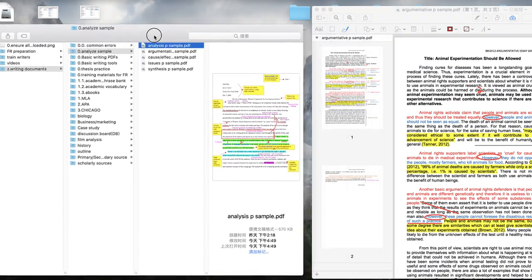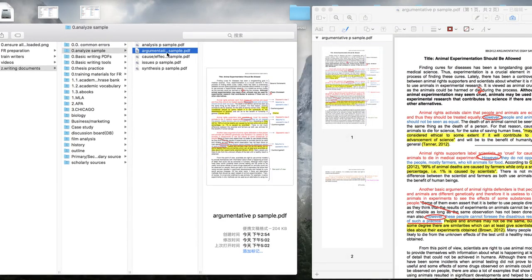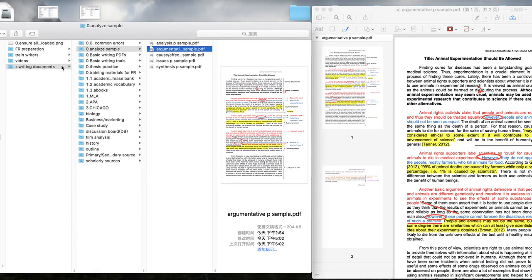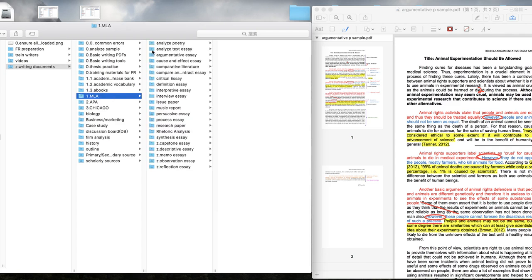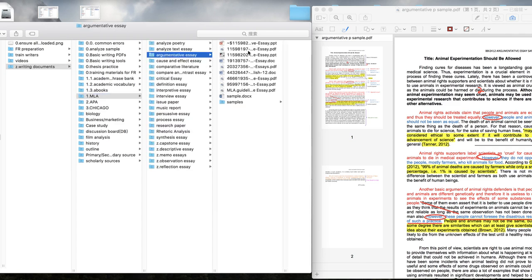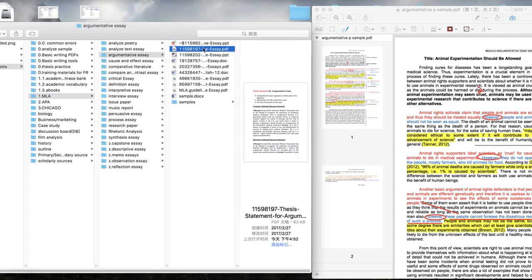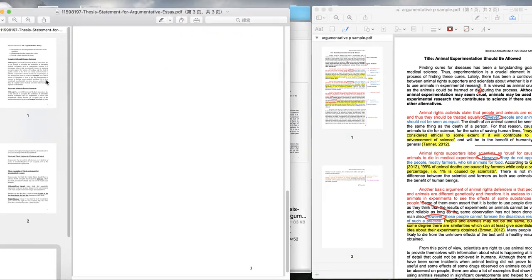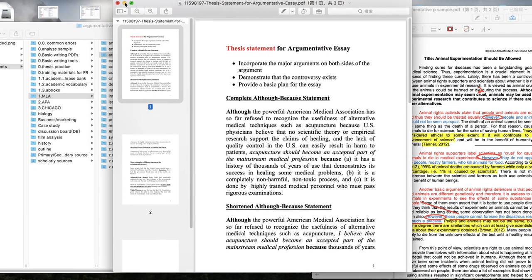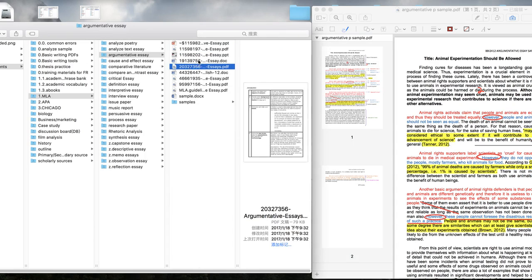Going to analyze the argumentative sample. I opened it here for you. When you click the writing documents, MLA, argumentative essay here, you would find something like thesis. For example, this one, we would use it soon. Thesis, and then outline.